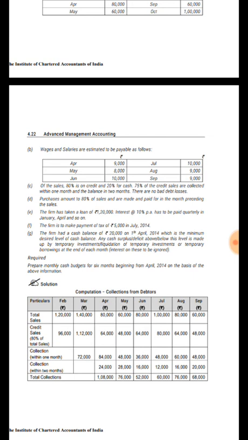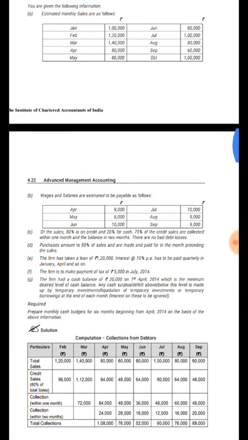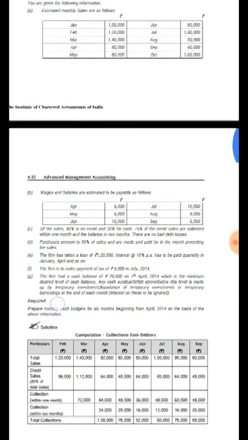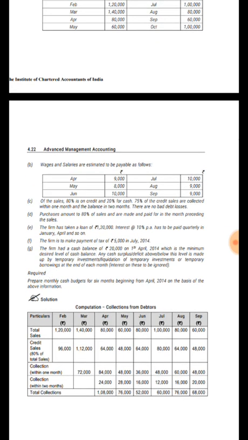Then purchases amount to 80% of sales and are made and paid for in the month preceding the sales. Preceding the sales means, for March sales, paid in Feb, like that. The firm has taken a loan of 1,20,000, interest at 10% per annum, which has to be paid quarterly in January, April and so on. As quarterly it has to be paid.